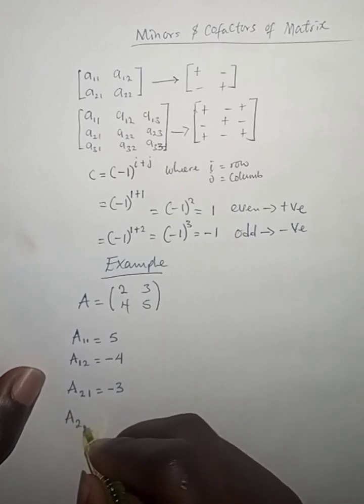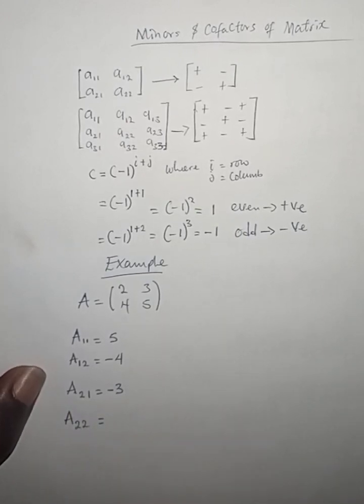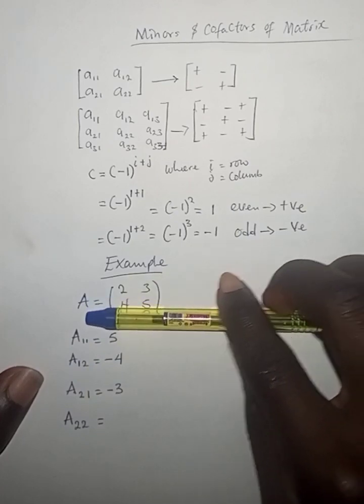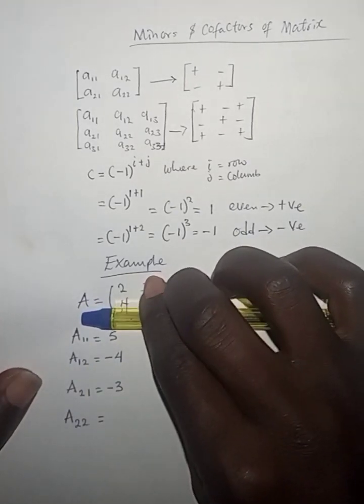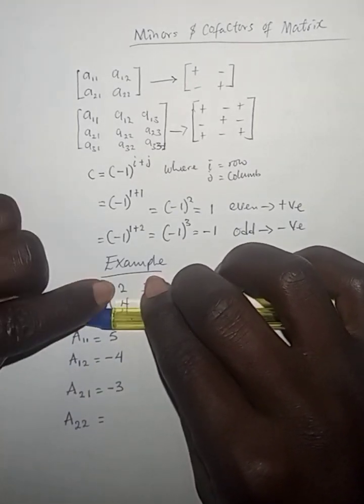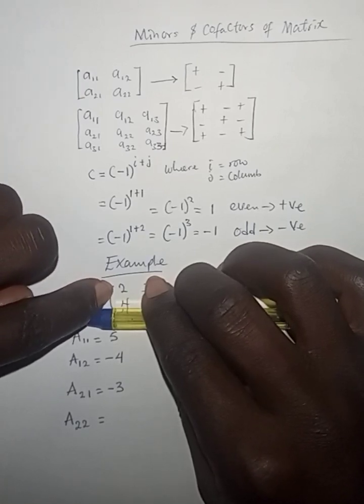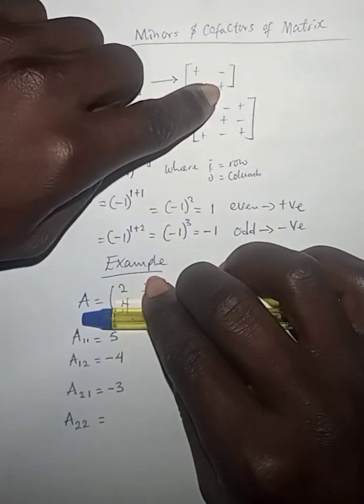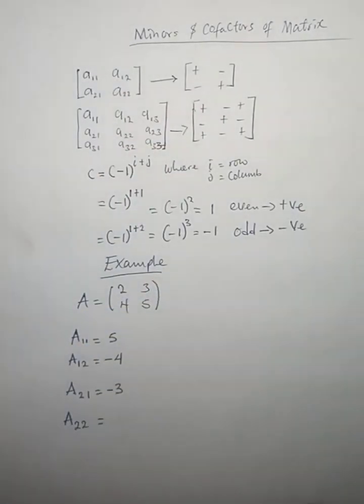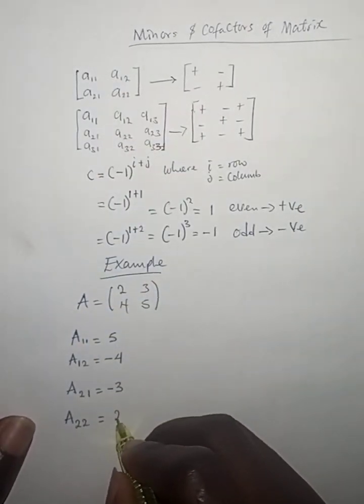For A22, we block row 2, column 2. And we are left with 2. The sign of 2 here is positive. Positive times positive is still plus. So we have plus 2.